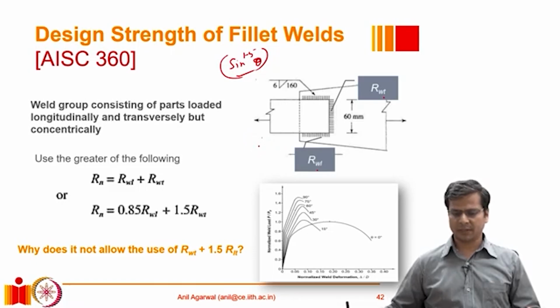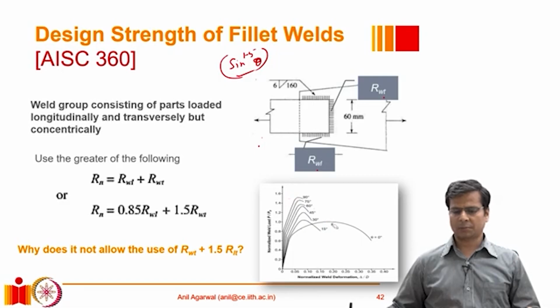We can understand that by these plots. So the displacement when the end fillet reaches its full strength, the side fillet only reaches this much of strength, which is not really equal to its ultimate strength, right? So when we are taking the ultimate strength of the end fillet, we cannot take the full strength of the side fillet. We have to only take about 85% of the side fillet.